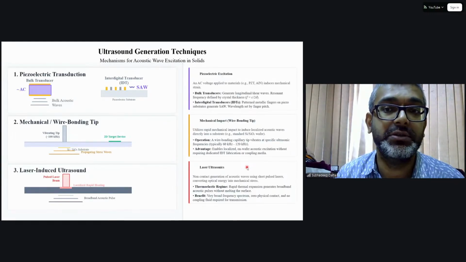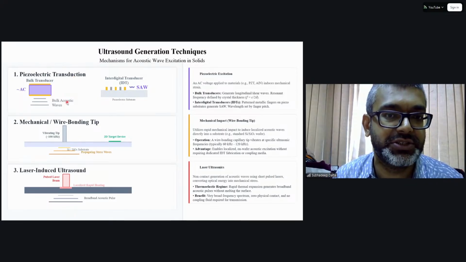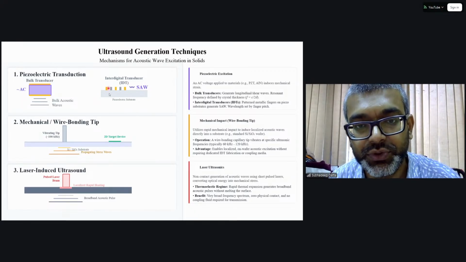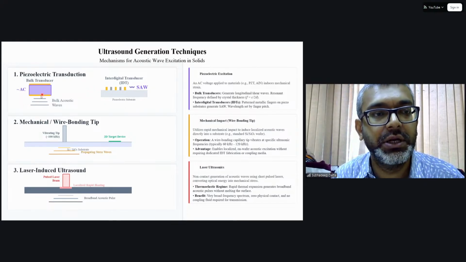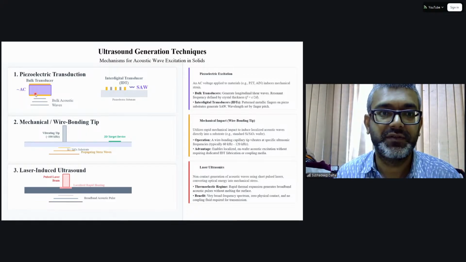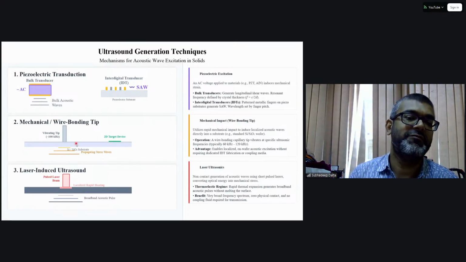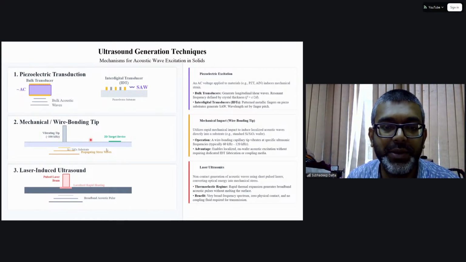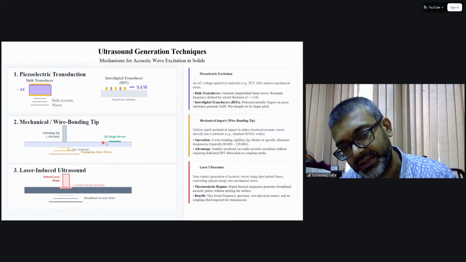So for ultrasound generation, the first idea was piezoelectric transduction. You can create different interdigital transducers and pass waves from a bulk transducer. A bulk transducer is a piezoelectric one, and you can create acoustic waves. So this is one aspect. The second aspect, which is our approach, is a vibrating tip, which will produce something like 100 kilohertz sound, and then there will be some target device, so the sound will propagate through. The wave front will be propagating through like this.